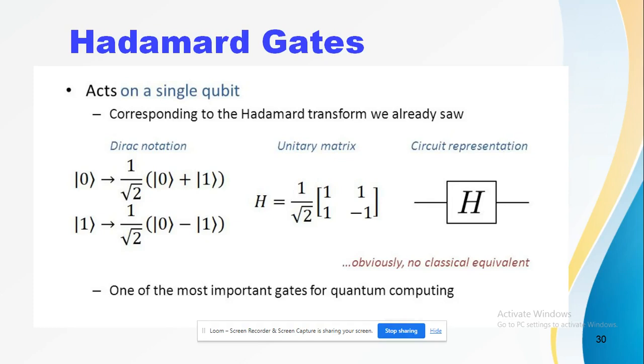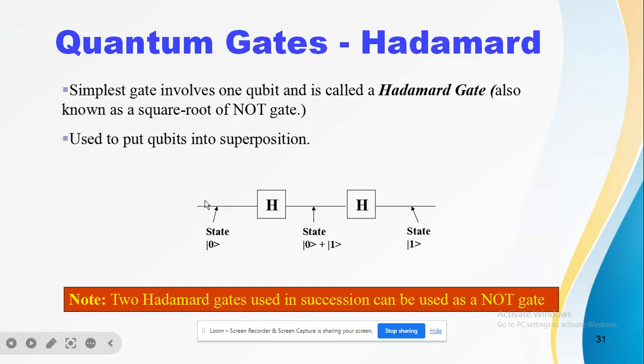And the unitary matrix representation of the Hadamard gate is H equal to 1 by root 2, 1 by root 2, 1 by root 2, minus 1 by root 2. And this is the circuit representation. And here there is no classical equivalent, but it is a most important gate for quantum computing. And this gate is used to put qubits into superposition.